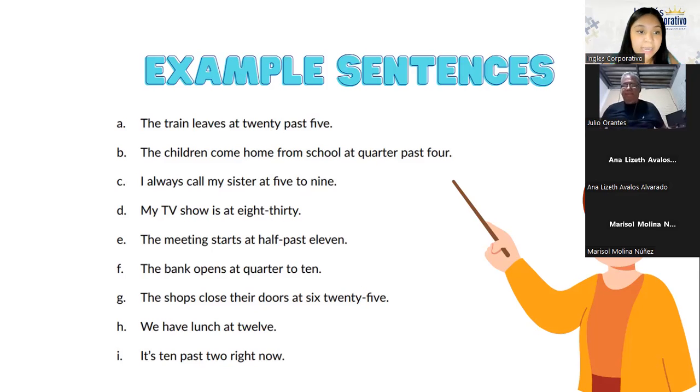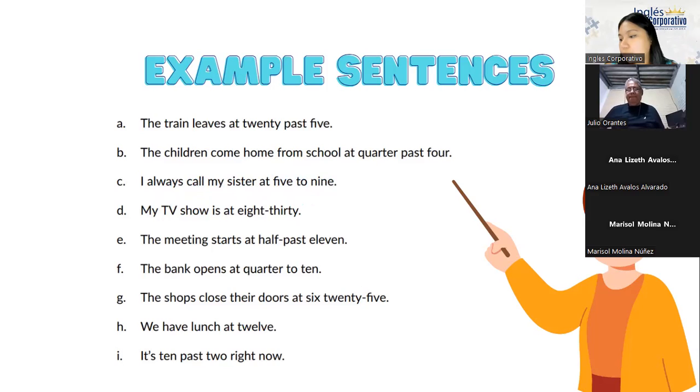Entonces, I always call my sister at 5 to 9. 5 para las 9. Entonces, ¿qué hora es 5 para las 9? Las 8:55. Muy bien. Entonces, cuando usted vea el past, es pasadas. Y cuando vea el to, es para. ¿Yes? Es como decir, yo siempre llamo a mi hermana 5 para las 9. To es para y past es pasado.